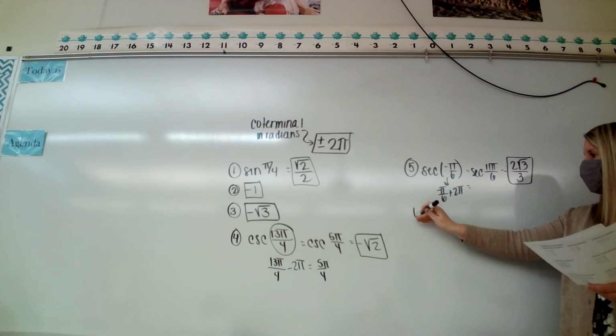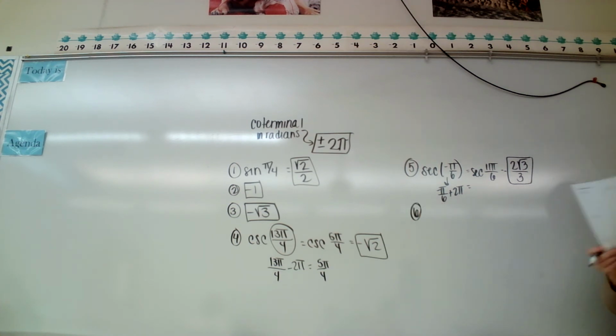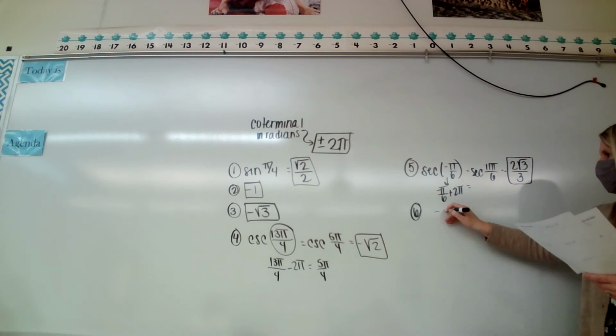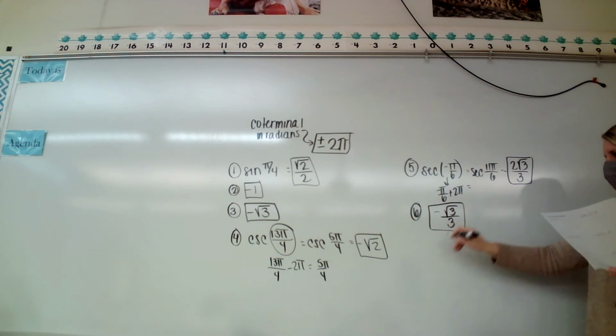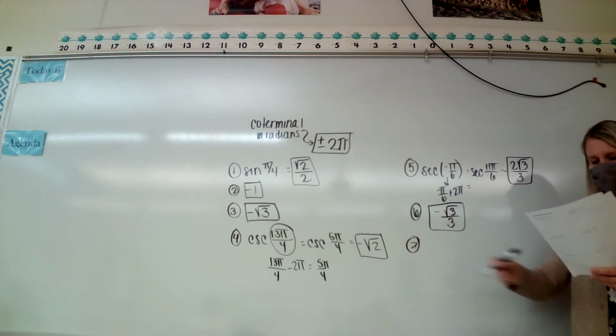Number 6, we had cotangent of 2 pi over 3. I think 2 pi over 3 is right there, feeling good. Follow it over to the cotangent column, and I get negative root 3 over 3. So once again, I don't really need to show anything, I just look it up.